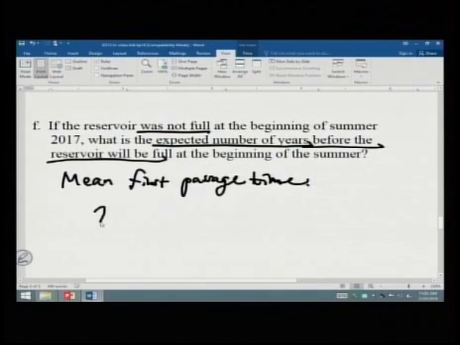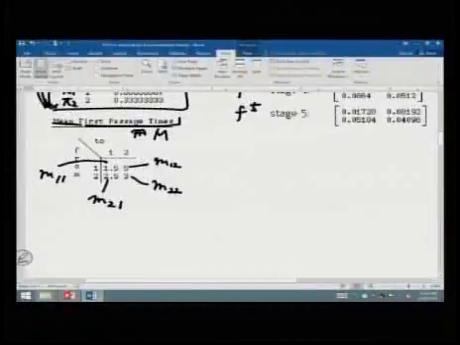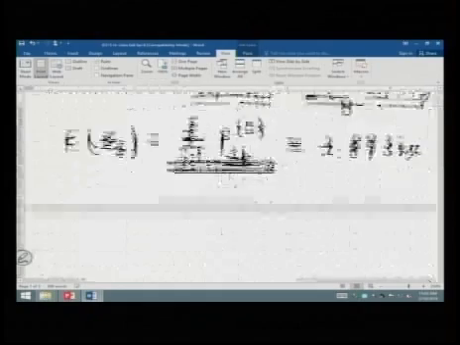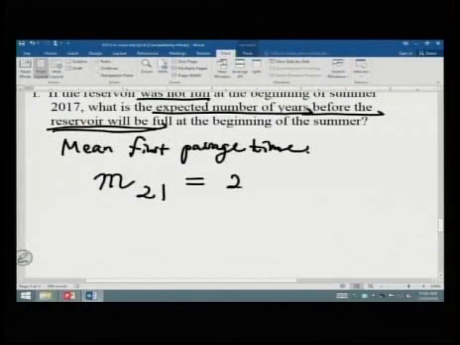Which is the M matrix, right? And starting from not full, and then the reservoir will be full. What is this? Here, 2.5 is what you need. Okay? This is 2.5. Does it make sense? Okay?